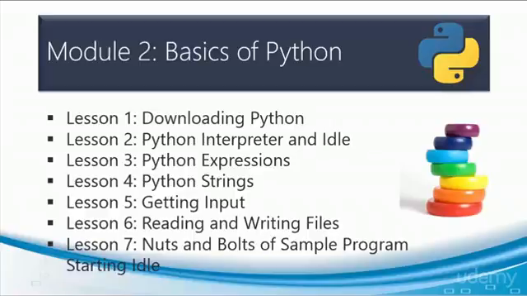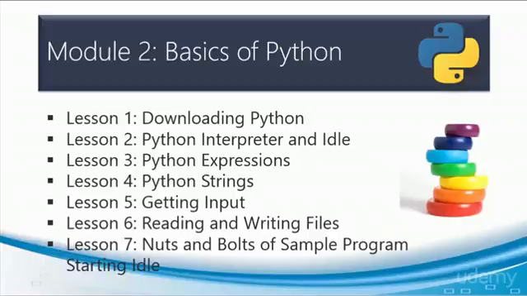And lesson 5 is getting input. For instance, if you're working or writing a program, you have to provide an input to the program so that it does something for us. So we'll take a look at what getting input means in lesson 5. In lesson 6, it's all about reading and writing files. Fetch a file from the computer and open it, for example, and other features will be covered within this lesson.